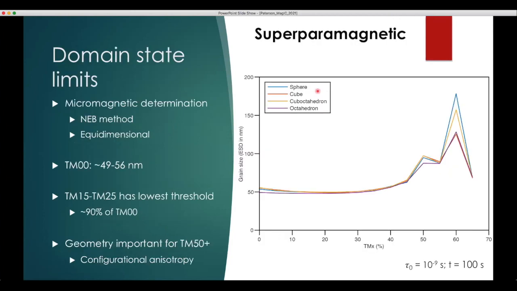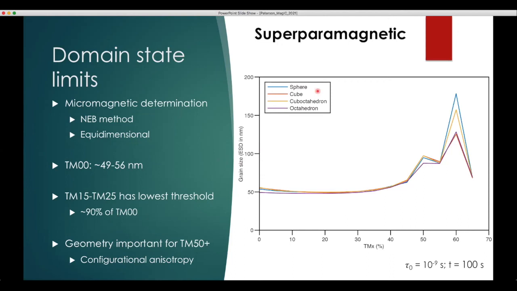What we're really interested in talking about today is the domain states, the boundaries on the critical grain sizes. So what we've been looking at is firstly the superparamagnetic threshold. So the threshold where we go from a particle which has its magnetization easily randomized by thermal fluctuations to a stable single domain state where the magnetization is stable for geologically significant periods of time.